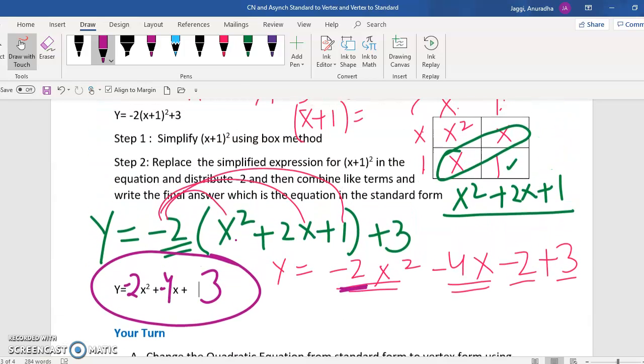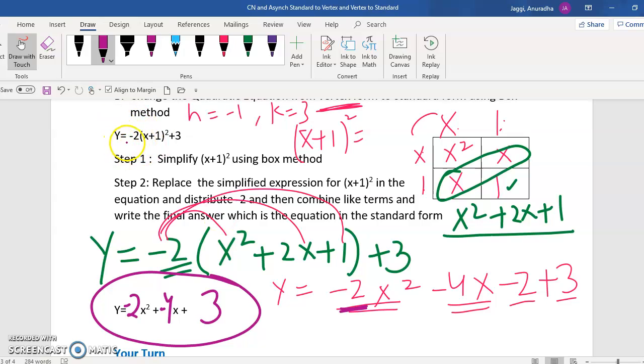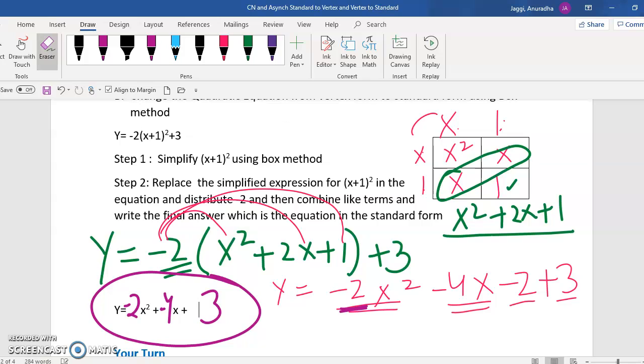Here, like we changed the vertex form to the standard form, we are just changing the form. We are not changing the question. So from this question, how do you find out the h and k? To find the h and k from the vertex form, you see the number inside the parentheses, write the opposite of that, that is minus 1, and copy down the number outside for k, right?